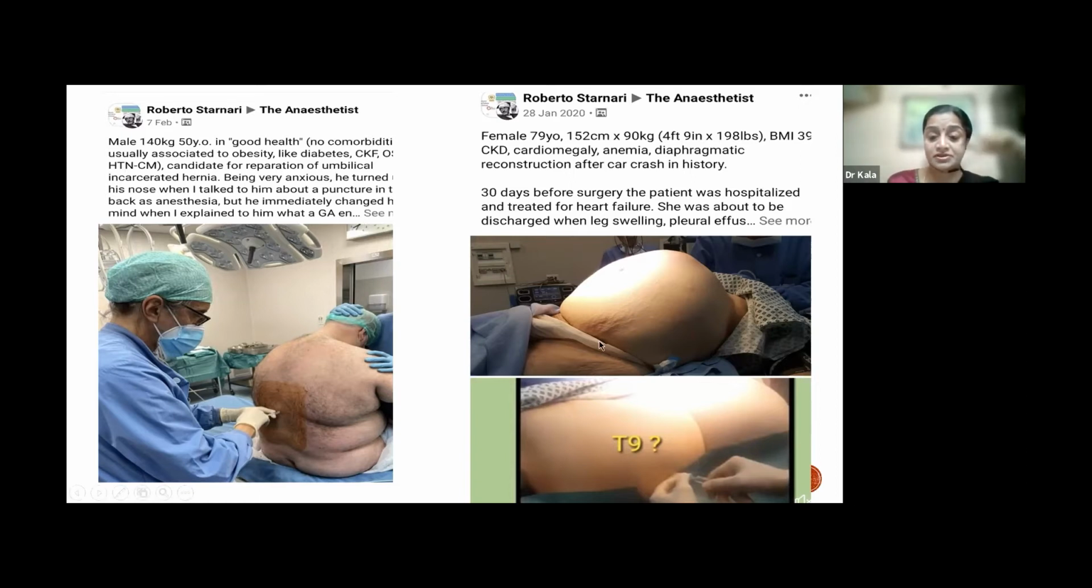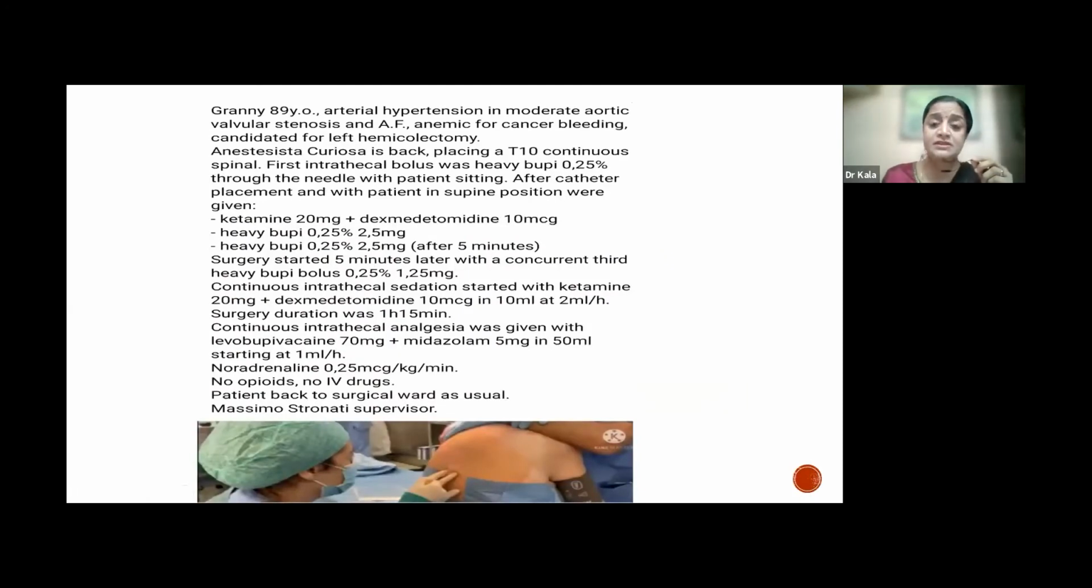Diaphragmatic reconstruction, diaphragmatic hernia with the reconstruction. They've given spinal at T9, and this was in patients with aortic valvular stenosis and atrial fibrillation. For left hemicolectomy, they have given a continuous spinal at the T10 level. Then they have done a catheter placement and given spinal sedation also in the form of ketamine 20 milligram and midazolam and dexmedetomidine combinations. They have successfully conducted this, and continuous intrathecal analgesia also postoperatively.